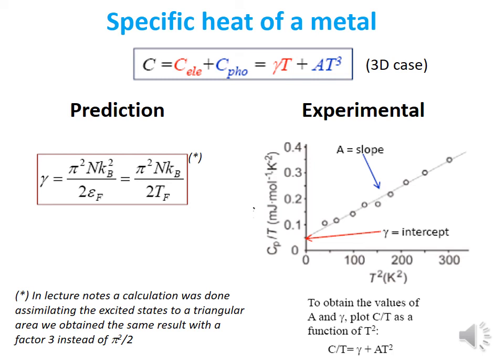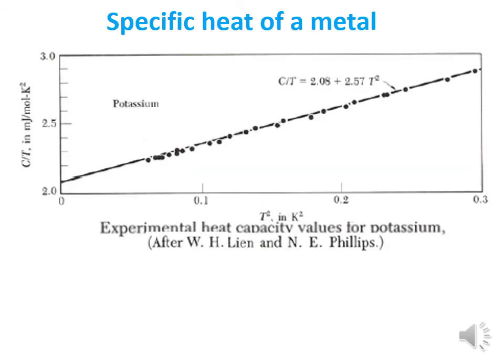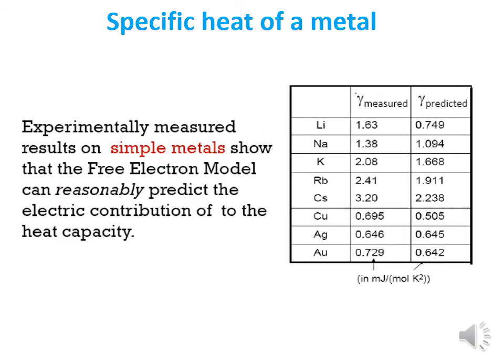And this is, for instance, what is done here for the case of a metal, which is potassium. And we see that the agreement is really good. And then we obtain this coefficient here, 2.08. So in this table, we have for a number of simple metals the measured values of gamma compared with the predicted ones. We see that in some cases, for instance silver, the agreement is excellent. But in other cases, for instance rubidium here, there is some disagreement.